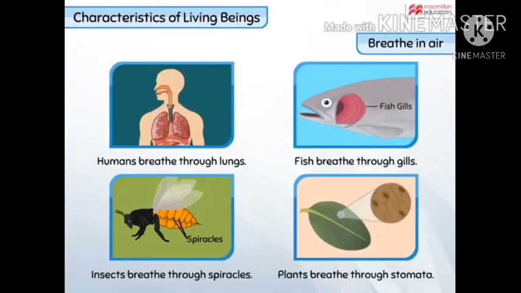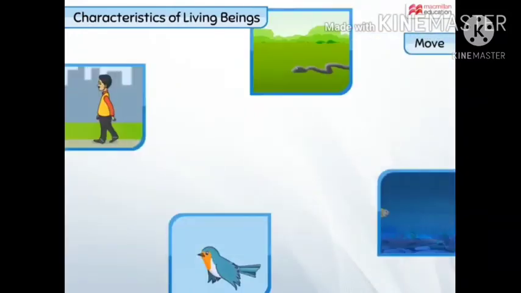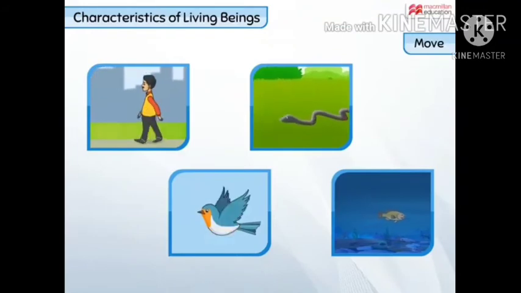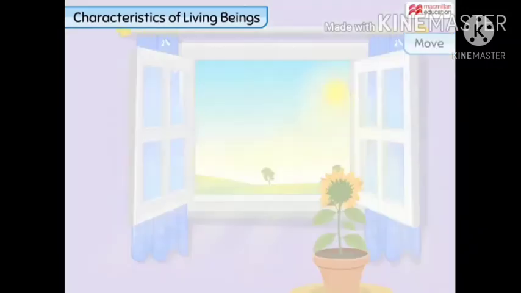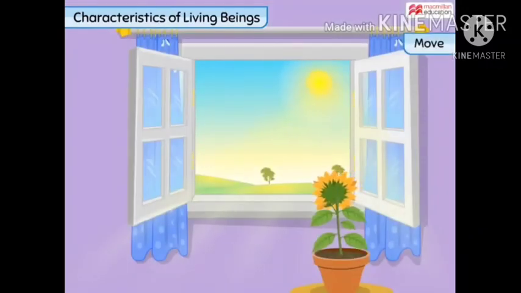All living things breathe in air. The method of taking in air differs in different animals. All living things move. However, the movement of most plants may not be so obvious to our eyes. Do you know the sunflower plant faces the sun as it rises and follows it across the sky as it sets?